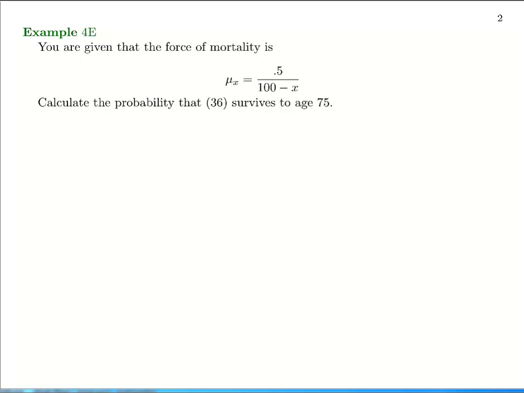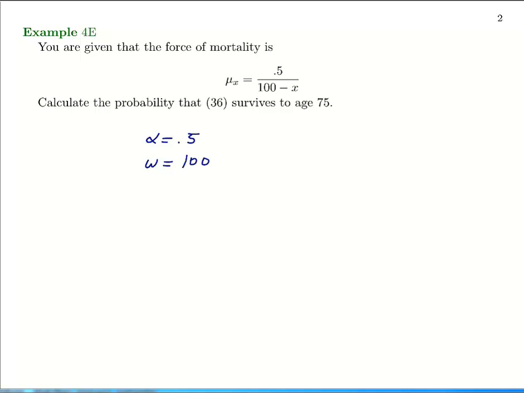Okay, so let's look at a simple example. You're given that the force of mortality is 0.5 over 100 minus X. So you should immediately recognize that as the form of the force of mortality for a modified or generalized DeMoivre, right? So alpha is 0.5 and omega would be 100.